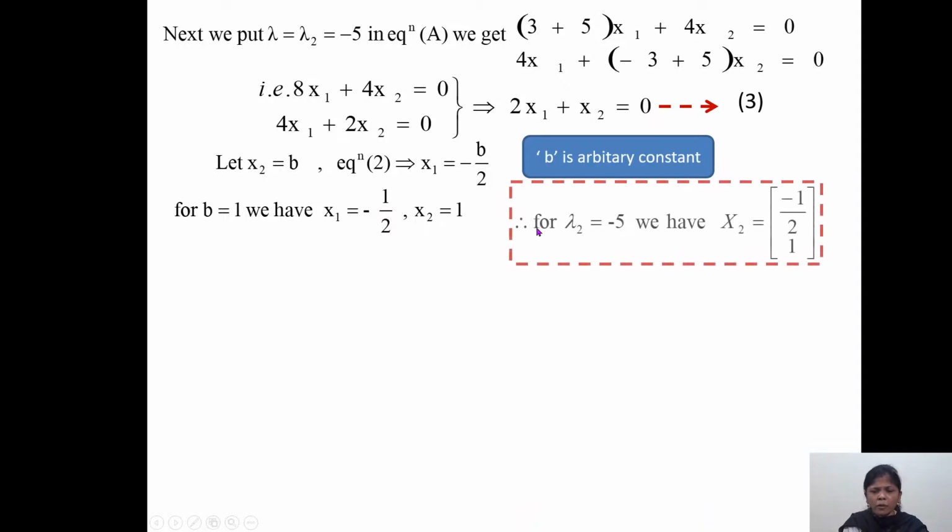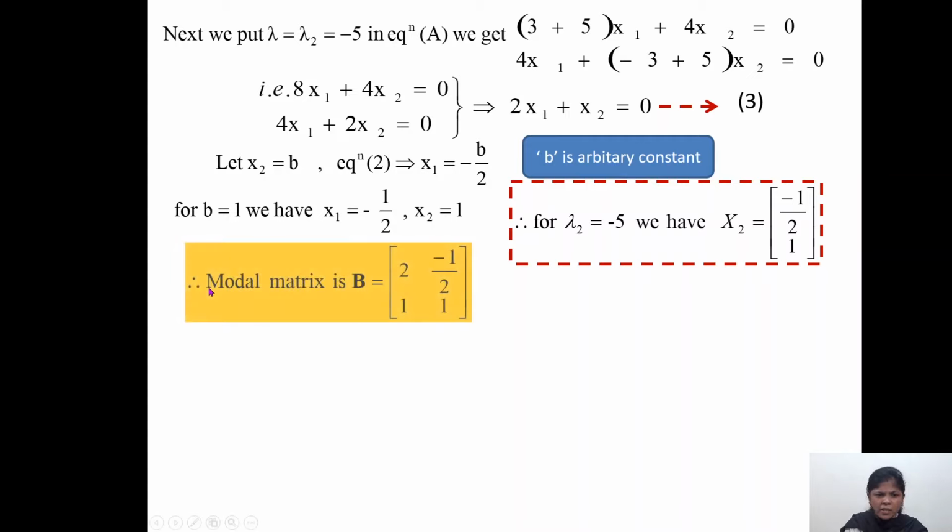Therefore we can write the second eigenvector, that is X2 equal to minus 1 by 2, 1, for lambda equal to minus 5. In this way we get the second eigenvector. So now we have obtained two eigenvectors corresponding to the two eigenvalues. We are in a position to write the modal matrix. So let us write the modal matrix.